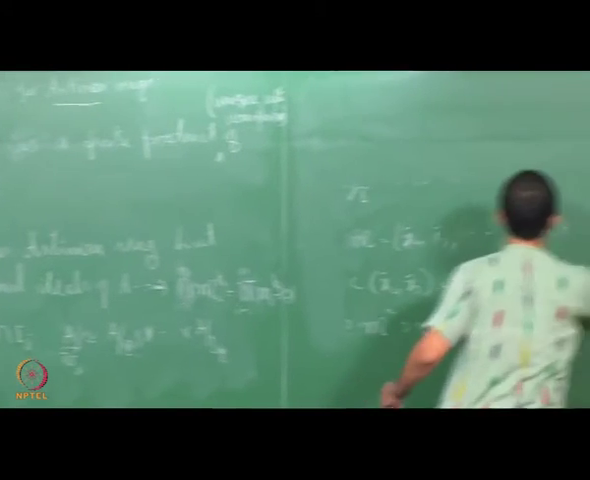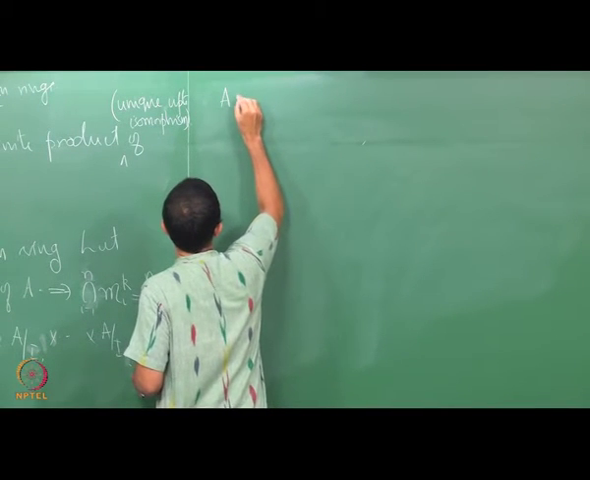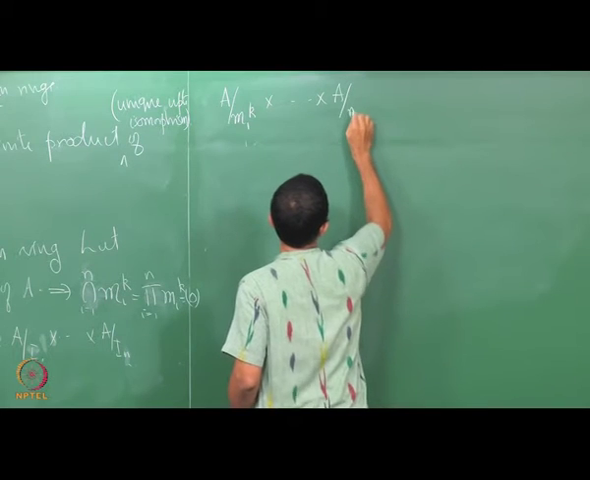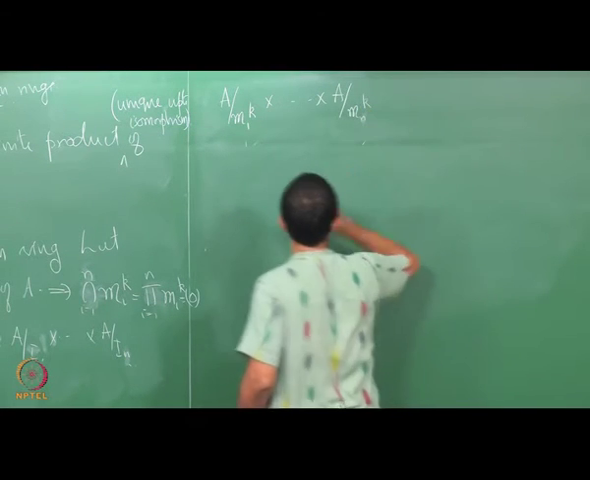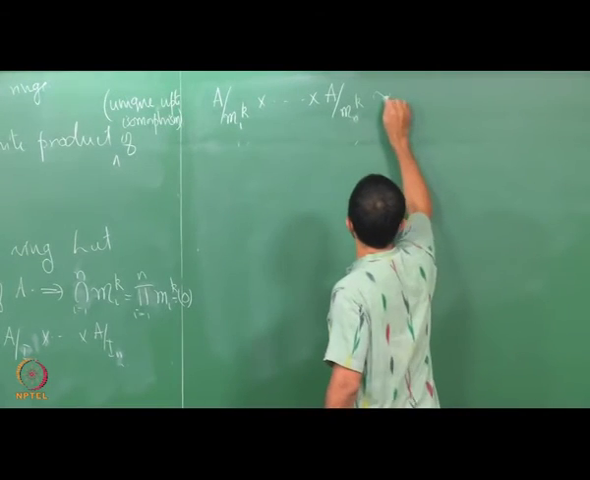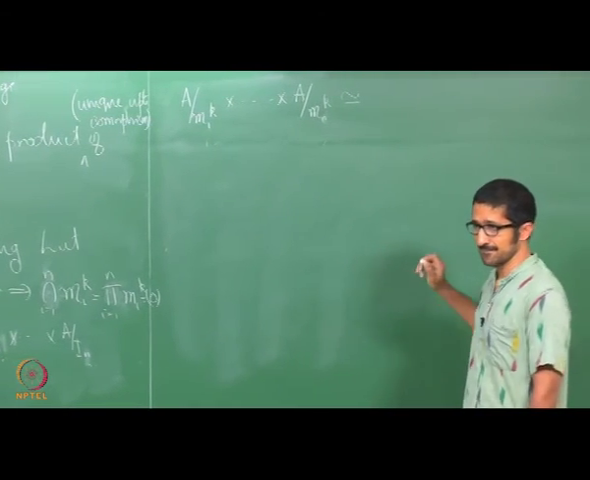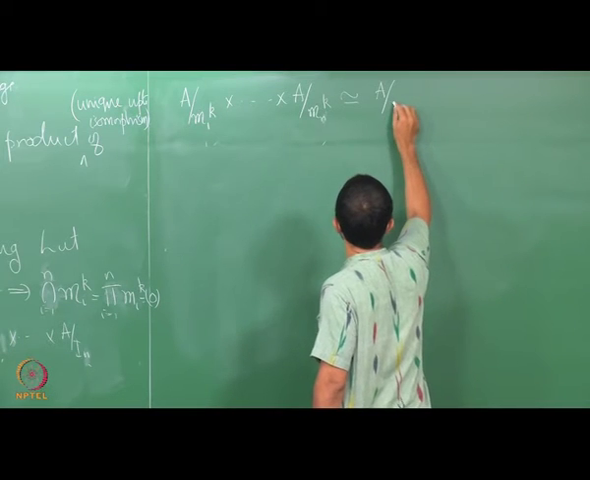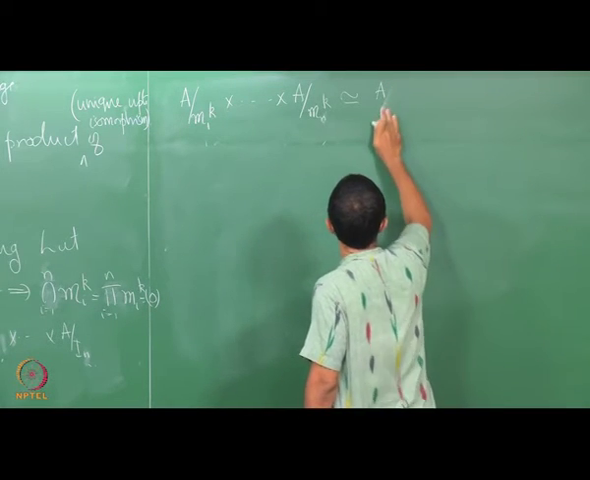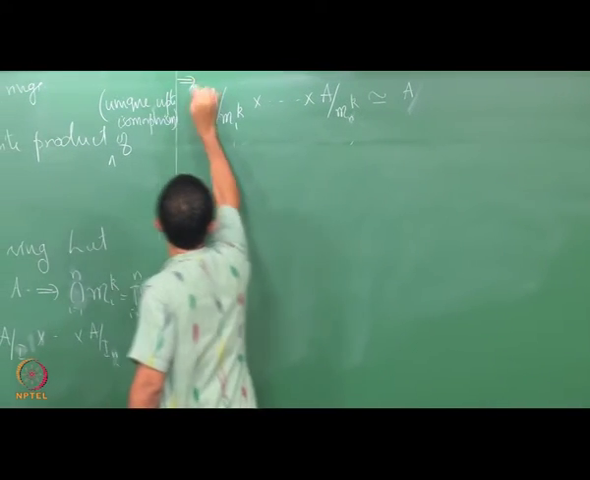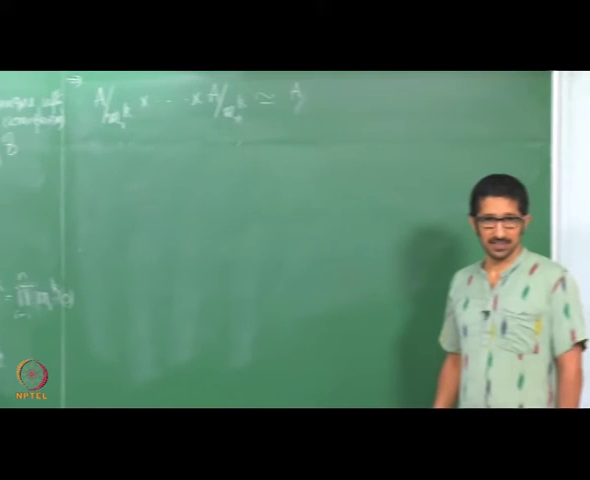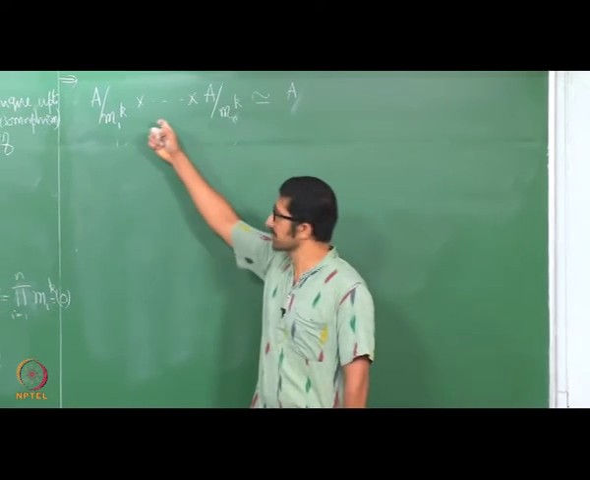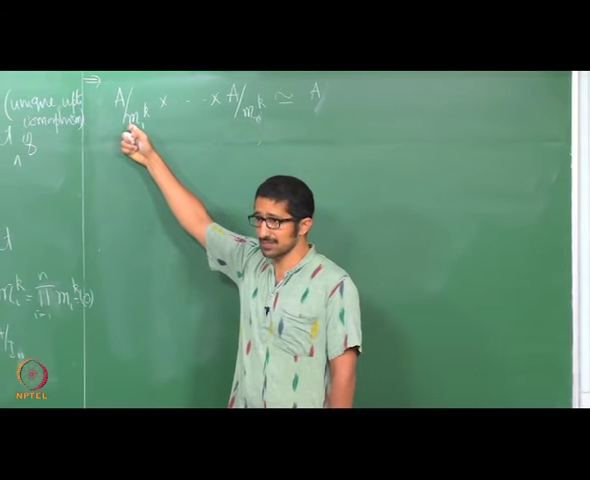What do we get? I look at A mod M1 power k cross up to A mod Mn power k. This is isomorphic to A mod the intersection of the Mi power k, or the product, which is 0. So, what we have shown is that A is a product of, now what can you say about these rings?